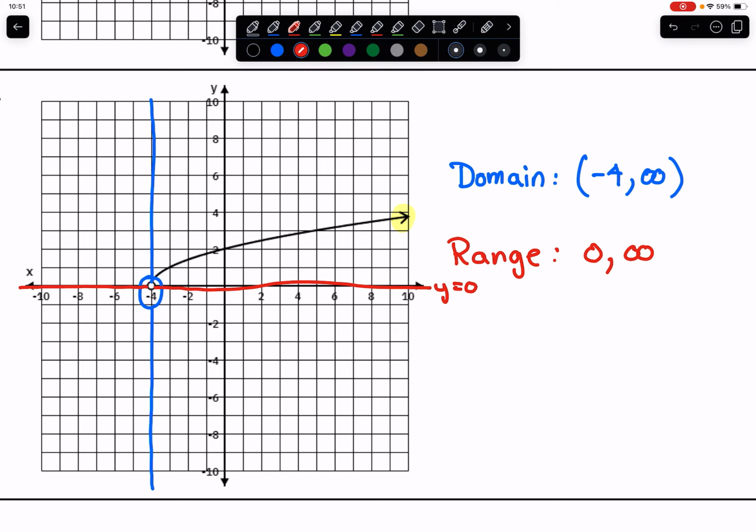Now, with infinity, obviously, we use a parenthesis to indicate that. Okay, it's never going to be closed on the infinity. But on the 0, because of the open circle, we're going to use, again, a parenthesis as well. So our range here is also going to be an open interval from 0 to infinity.